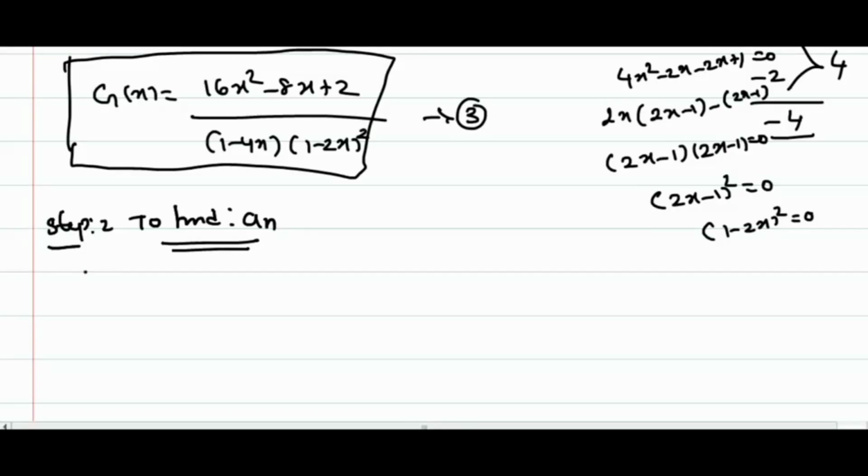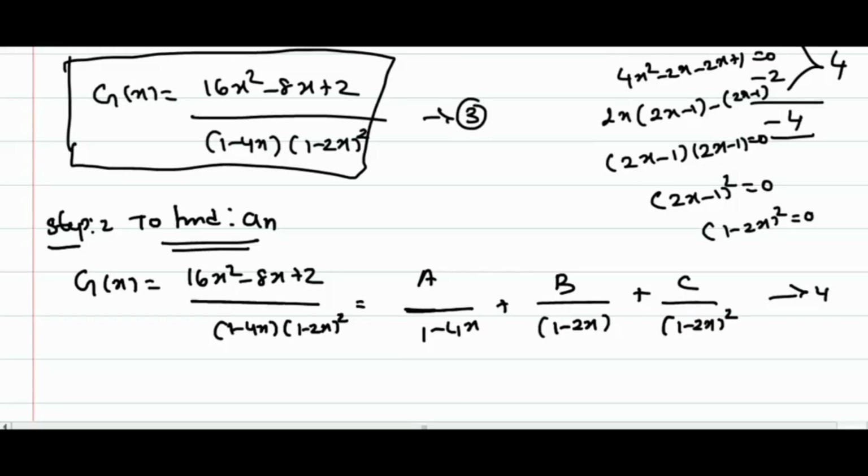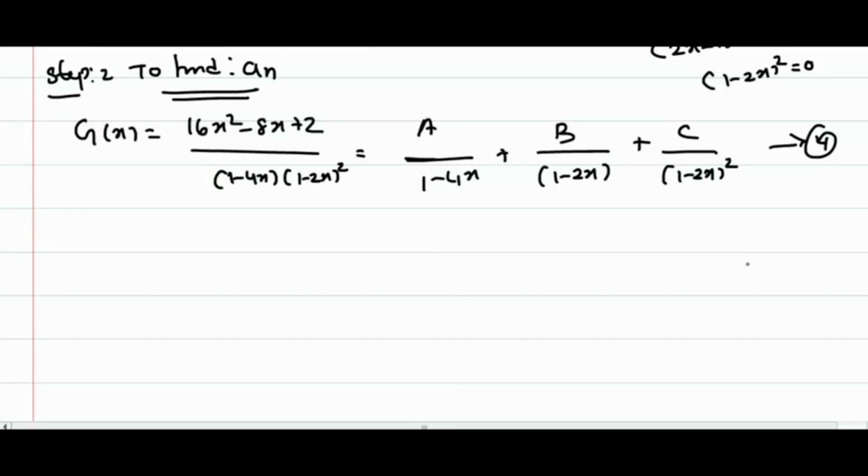So I am going to write g of x equal to 16x square minus 8x plus 2 by 1 minus 4x into 1 minus 2x whole square, in partial fraction method. What is the partial fraction method? A by 1 minus 4x plus B by 1 minus 2x plus C by 1 minus 2x whole square. Okay, so this is equation number 4. So what is our target? We are going to find the A, B, C values. Once you get A, B, C, substitute in equation number 4, we get the final answer.